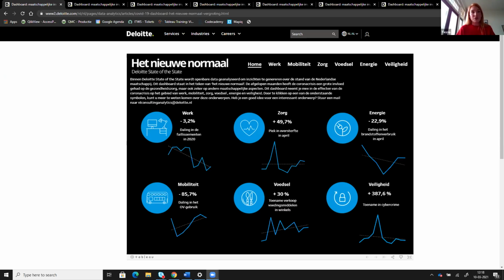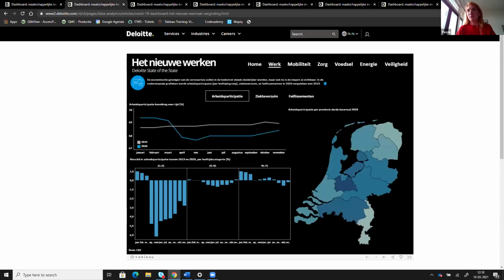What I was thinking for this presentation was to take a closer look at work and food, to dive a bit deeper into what we have visualized. I opened them already in separate tabs because it might take a while to load, because it's a very big dashboard.